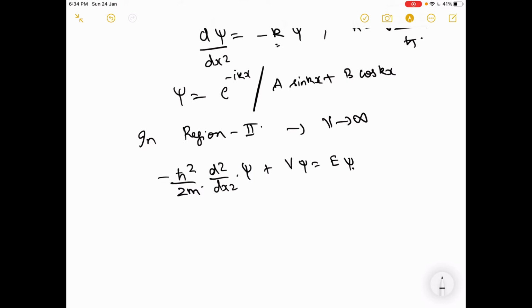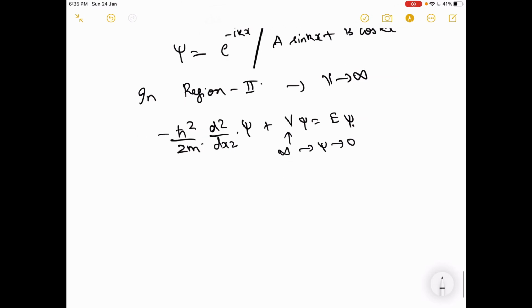If V tends to infinity, the only way this will have a non-trivial solution is when psi tends to 0. So the trivial solution is the only solution that you can have, right? So we assume in regions where the potential tends to infinity, the wave function dies down to 0, right? So in the second region, the wave function dies to 0. So you should have the solutions which match at the region boundaries, at x is equal to 0 and x is equal to a, the psi should match.